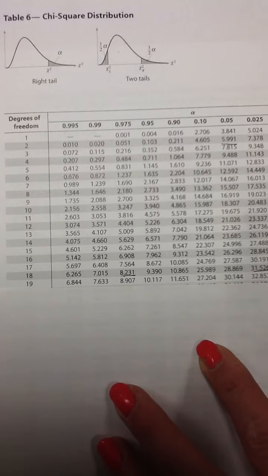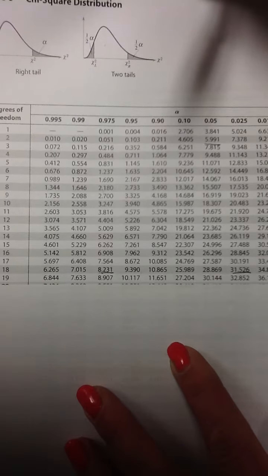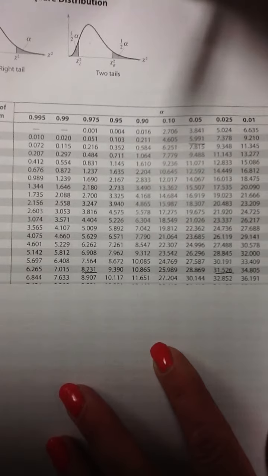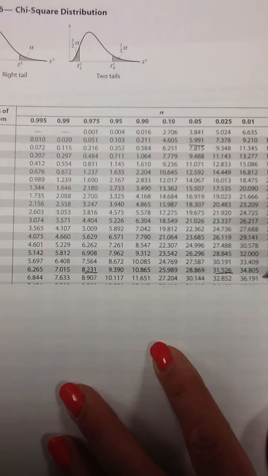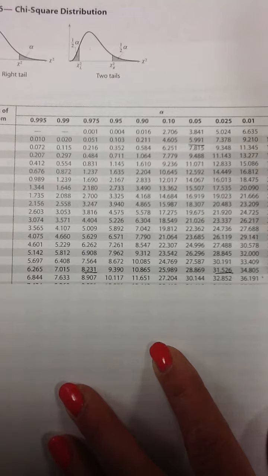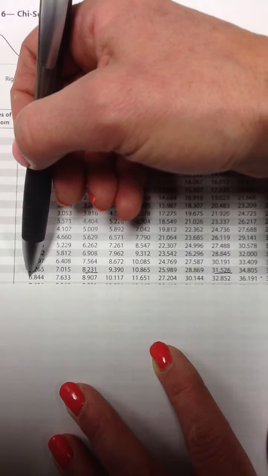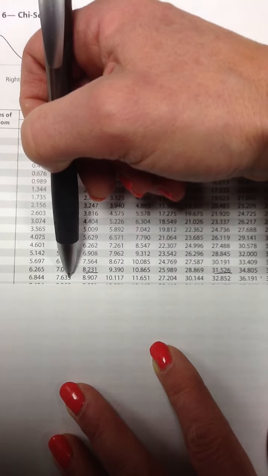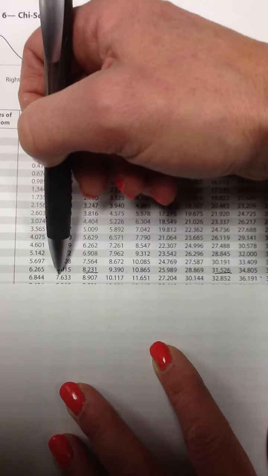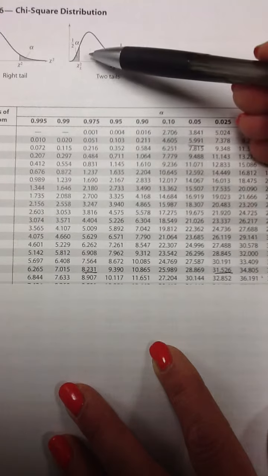I follow that along, and moving this over, I have 0.01 gives me 36.191. That would be my chi-square right. Notice that this is 1 in on this side, so I know that I'm going to be looking for chi-square left, 1 in on this side. So my other chi-square is 7.633.